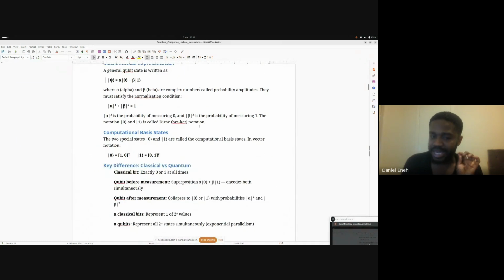So like I said, the key thing: in a classical bit, you can either be 0 or 1 at a time. But in quantum, we have what we call a qubit. Superposition means it can be either 0 or 1 at the same time. So there's a probability of it being a 0, and a probability of it being a 1.